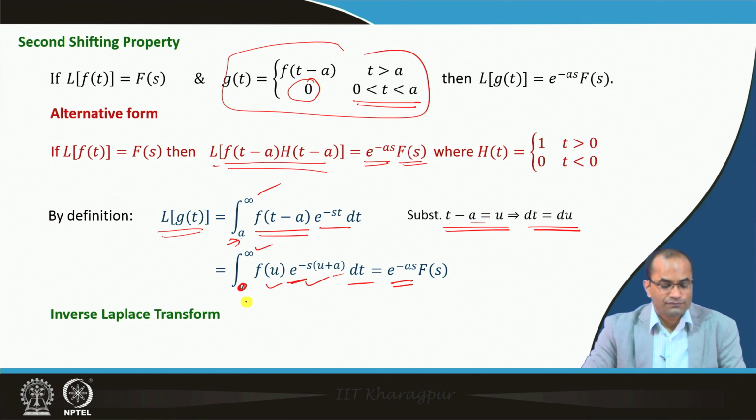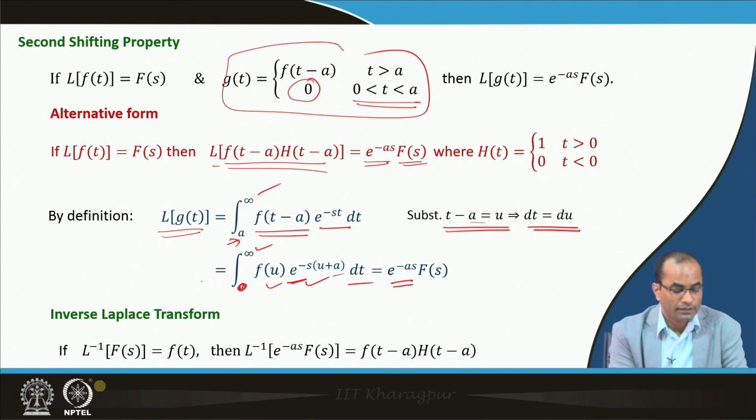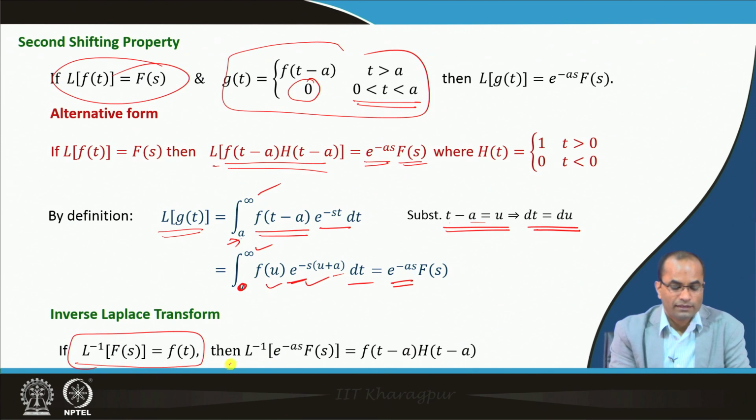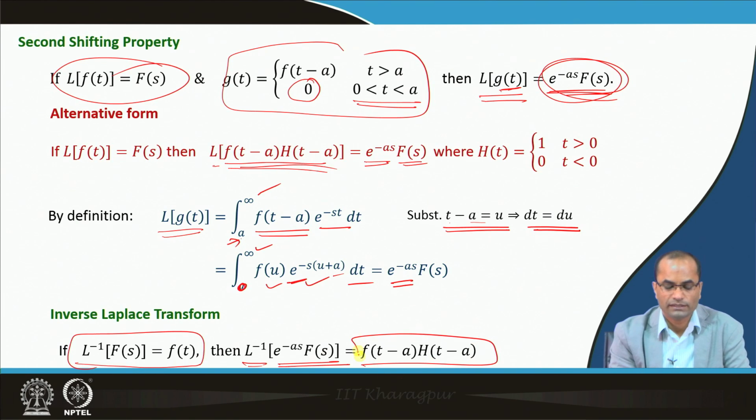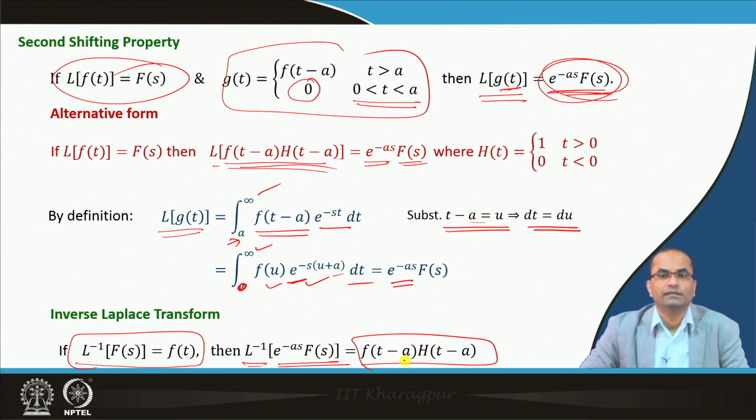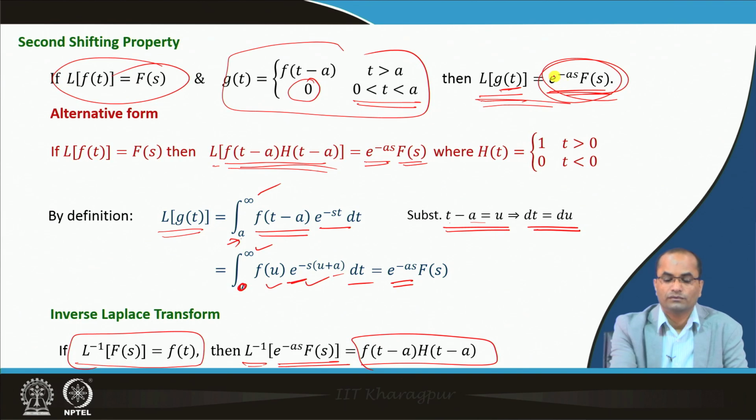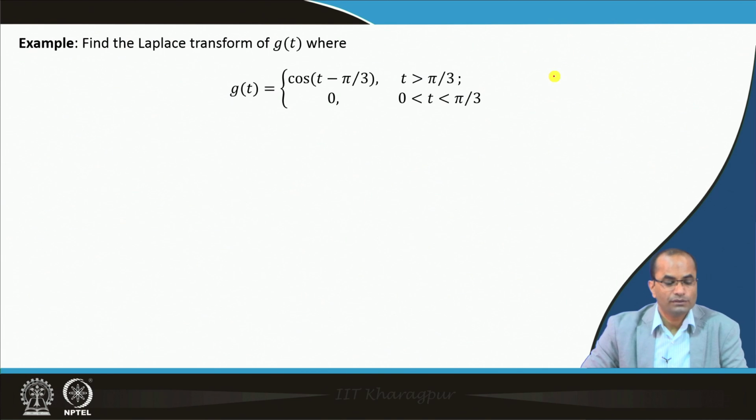For the inverse Laplace transform, we have again a similar result. If the Laplace inverse of F(s) is f(t), then, parallel to this one, the Laplace inverse of e^(-as) F(s) will be g(t). We have written g(t) here in compact form, that is f(t-a) h(t-a). So, we have the counterpart for the inverse Laplace transform, which can be written exactly from this second shifting property. Coming to some examples.